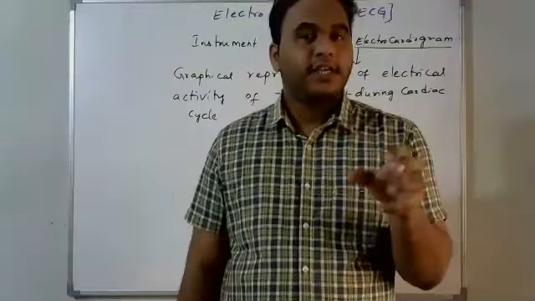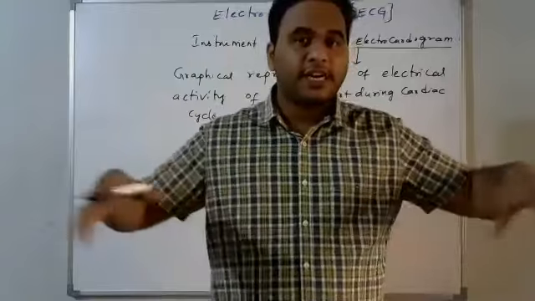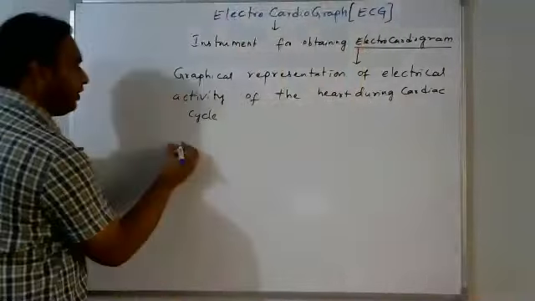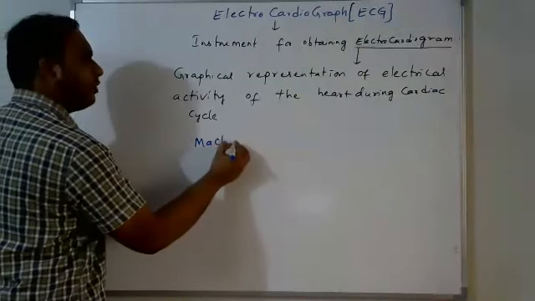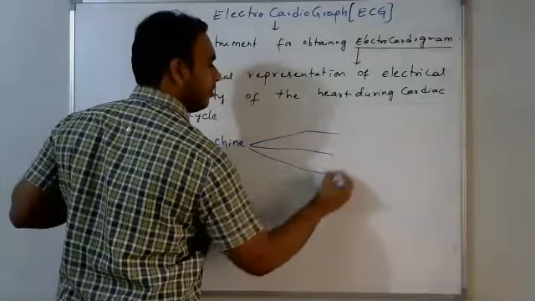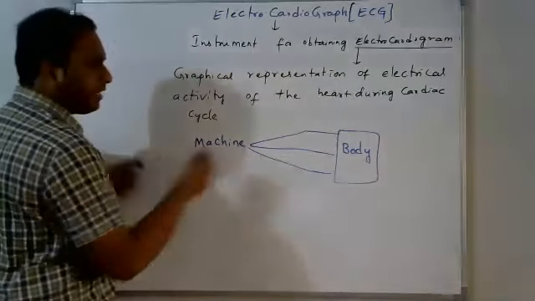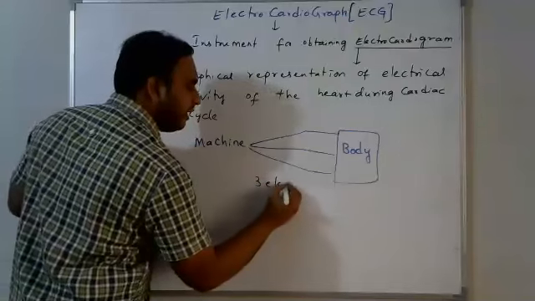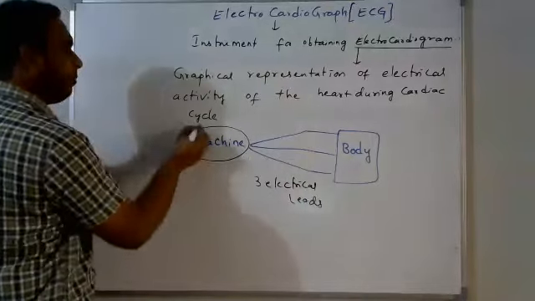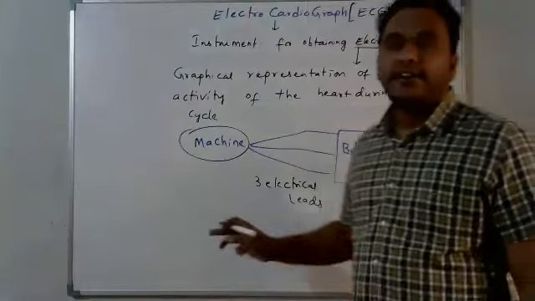To get an ECG, the patient is first of all connected to the machine. The patient has to be connected with the machine with three electrical leads. The body will be connected to the machine with the help of three electrical leads.